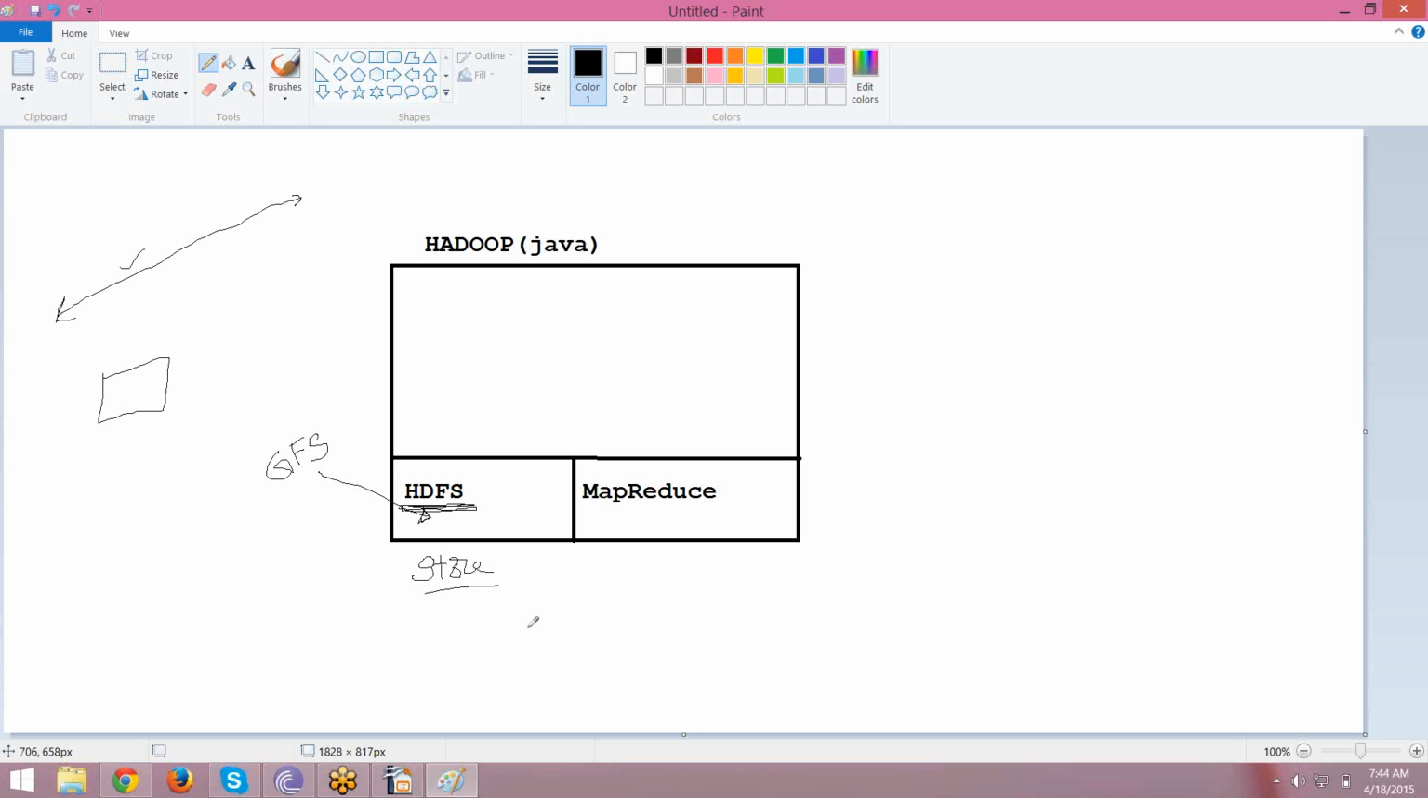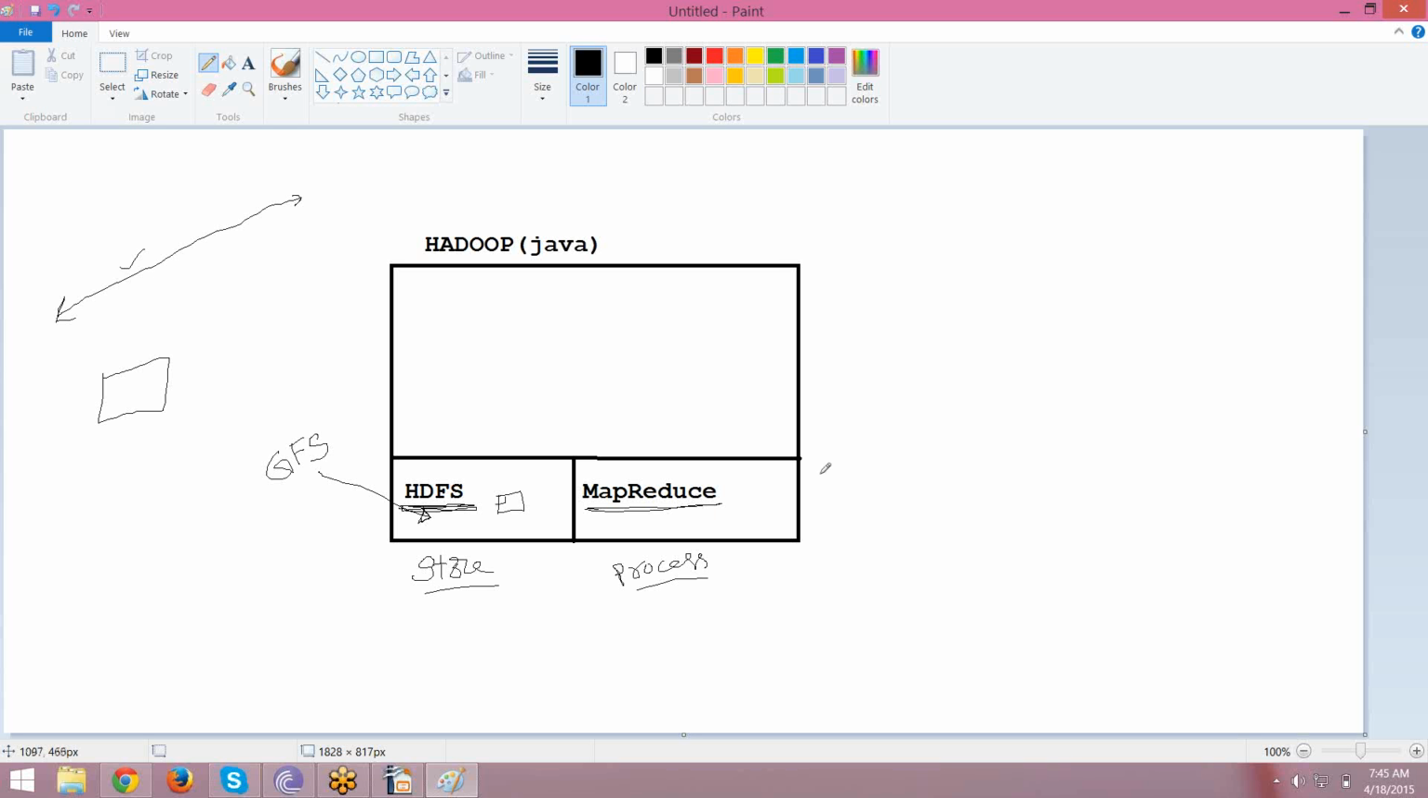Next is MapReduce. MapReduce is completely used to process the data or for computation purposes. Once you get the data and store it in the file system, the next step is processing, right? You can say processing or analyzing or analytics or computation, whatever word you use, but it is possible through MapReduce.